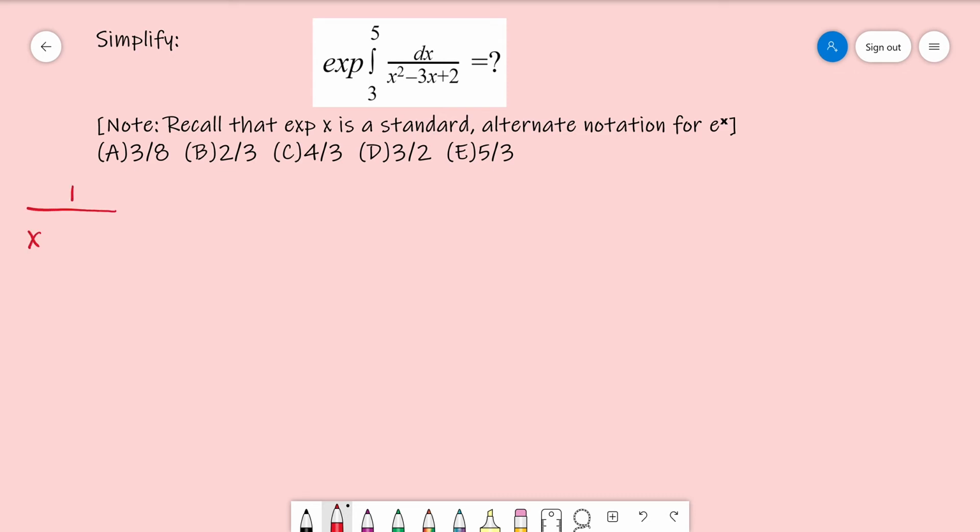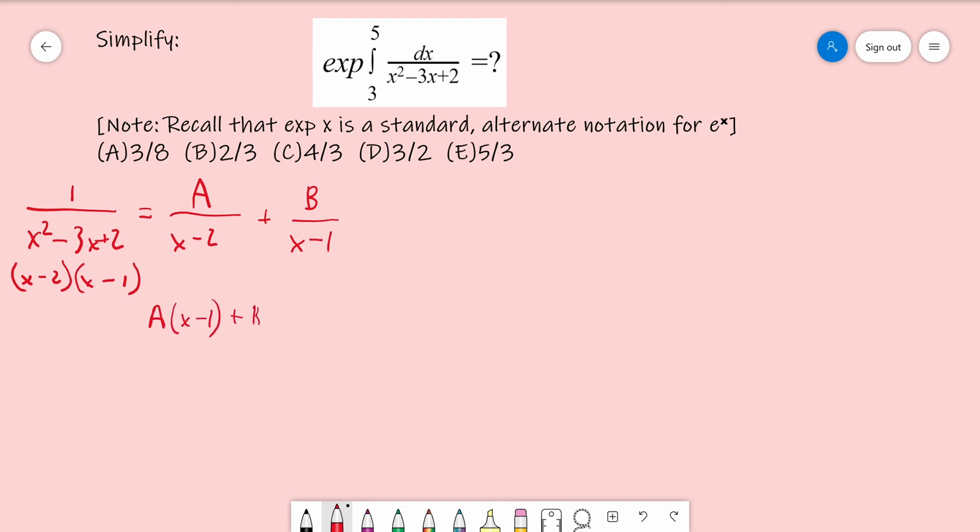1 over x squared minus 3x plus 2 can be written as, well, we can factor x squared minus 3x plus 2 as x minus 2 times x minus 1. So we can break this up as some number over x minus 2 plus some other number over x minus 1. Now, to figure out what these two numbers are, we can pretend like we're getting a common denominator. That would mean multiplying a times x minus 1 and b times x minus 2.